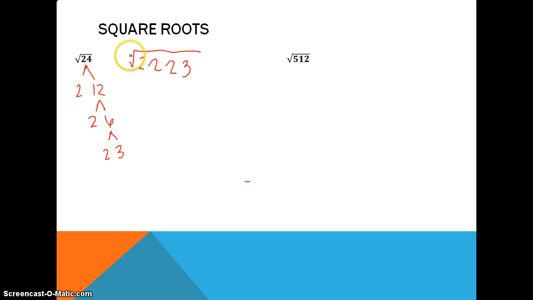Now, since we have a square root, it's like a little 2 is supposed to be here, we're looking for groups of 2. So we have one group of 2 2's. For every group, we bring 1 out. So for that group of 2, we're going to bring 1 2 to the outside. Under our radical, we have 2 times 3. We can simplify that to 2 times the square root of 6.